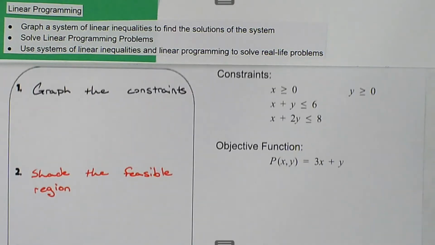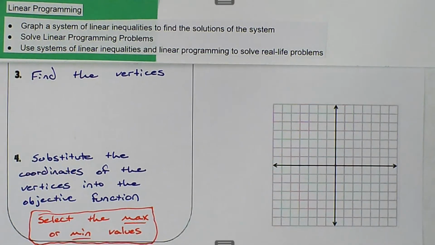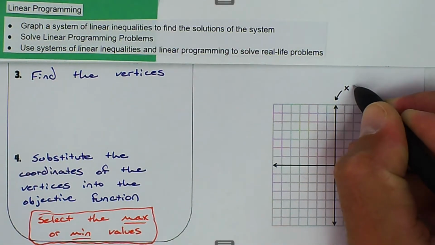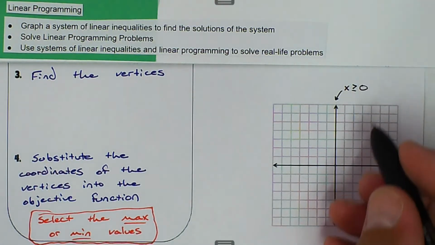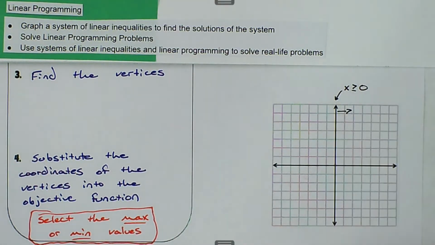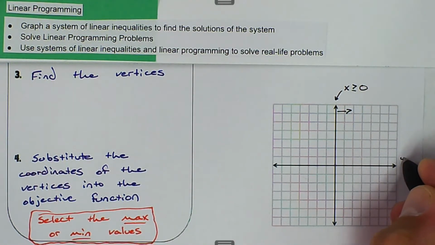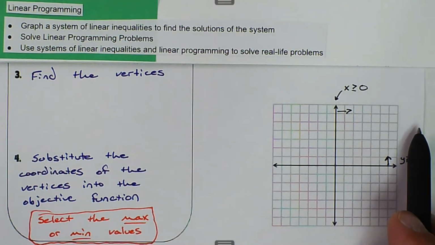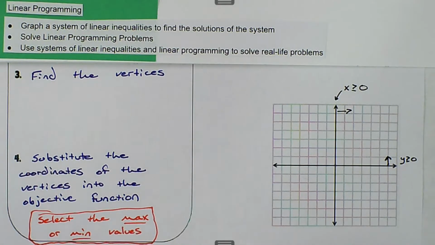So on our coordinate system, we want to graph these individual constraints. So we have x is greater than or equal to 0. So that is going to be this one right here. For this line right here, we want to shade in that direction. We also have y is greater than or equal to 0. So that's going to be this line right here. We want to be to the right of the y-axis and above the x-axis.